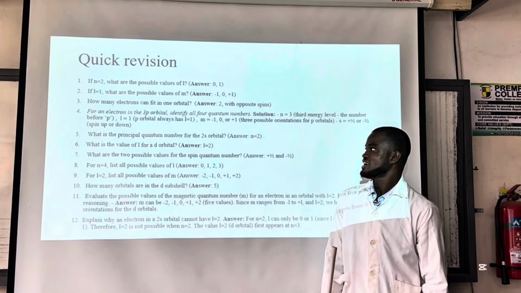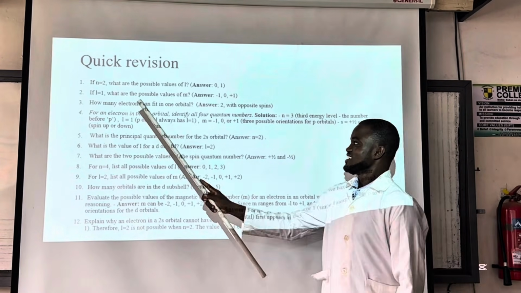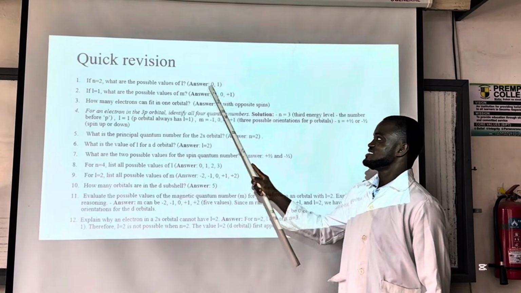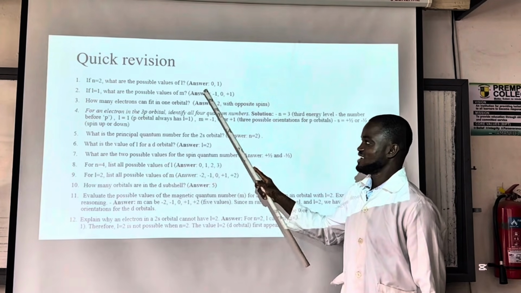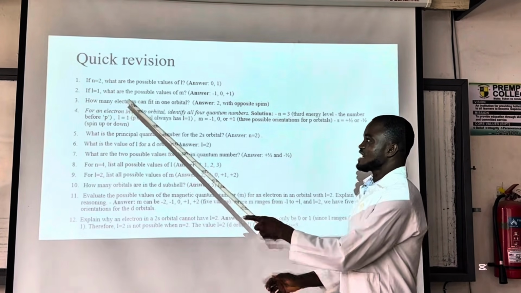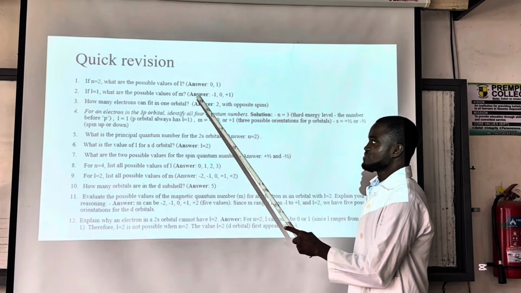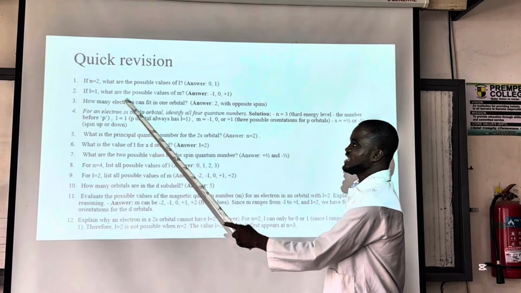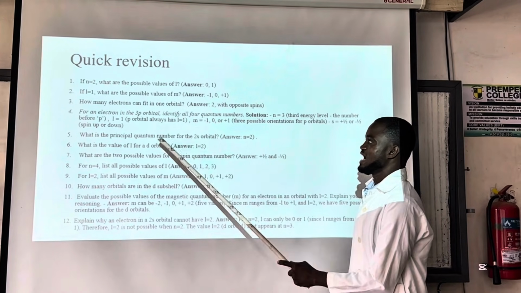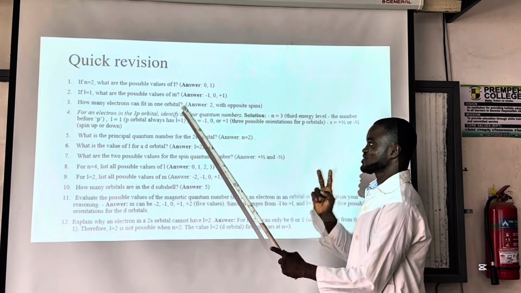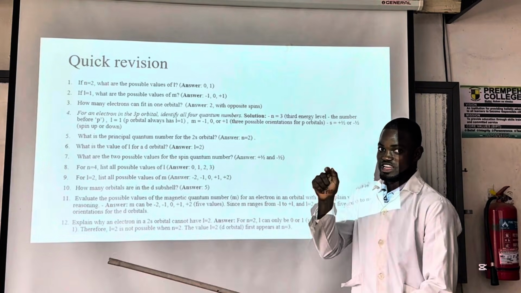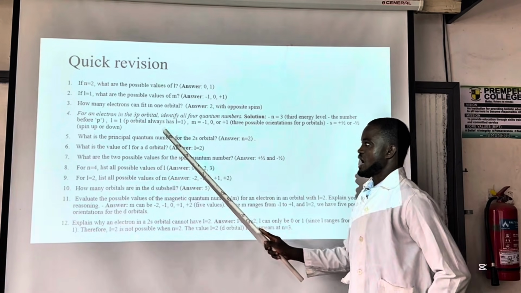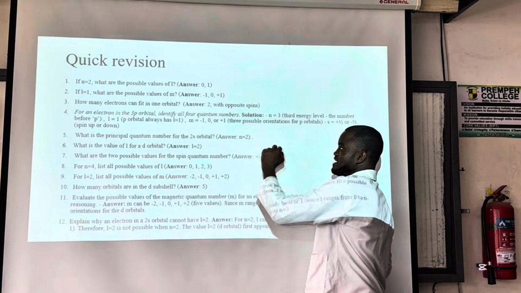Let's do some quick exercises here. If n equals 2, what are the possible values of L? 0, 1 is your answer. If L equals 1, what are the possible values of M? Negative 1, 0, positive 1. How many electrons can fit in one orbital? 2. Each orbital can take 2 with opposite spins. Remember the spin quantum number. For an electron in a 3p orbital, identify all the quantum numbers.